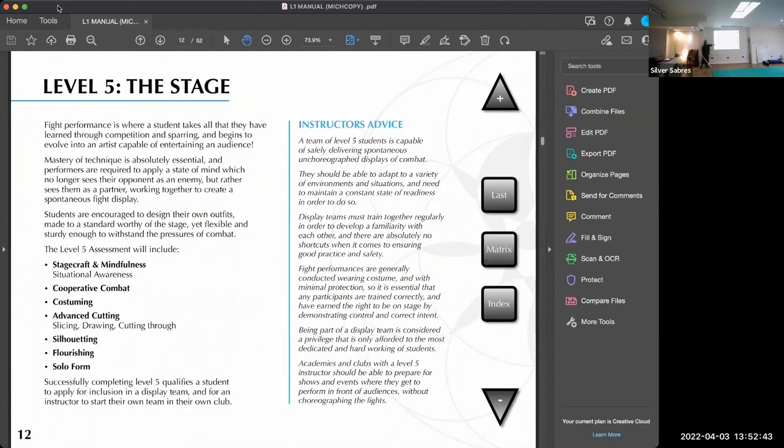Cooperative combat. If you get hit, you die.